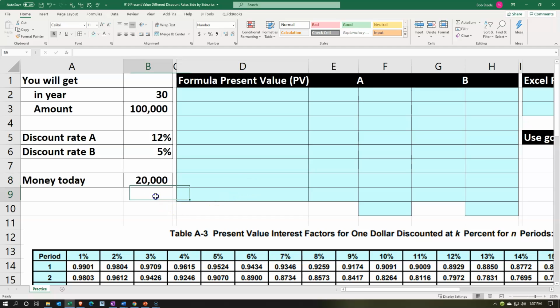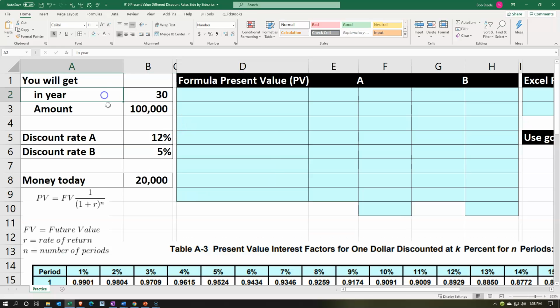Here we are in Excel. We have our information on the left-hand side. We're going to put that into the blue area into our worksheet on the right-hand side. Our scenario is that in 30 years, 30 time periods, we will get an amount of $100,000. We want to present value that back into the current time period. We're going to be using different discount rates to do that.